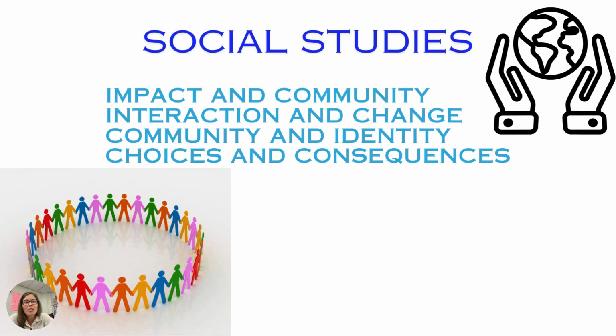Then in social studies, each of these units are embedded in our reading unit in our reading curriculum. So for the first quarter, we've read about impact and community, and how we're learning about how rules and authority figures are part of our community, and understanding how citizens and individuals can influence the government and their community.